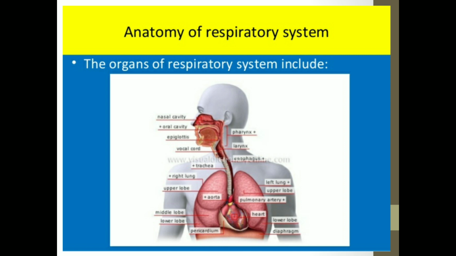Look at the figure here. You can see the parts of the respiratory system. It consists of the nasal cavity, then the pharynx and larynx. The larynx continues further as the trachea. The trachea bifurcates, forming the right and left bronchus. Then you can see the lung, which consists of alveoli. So these are all the parts of the respiratory system, and you have to know what it includes.